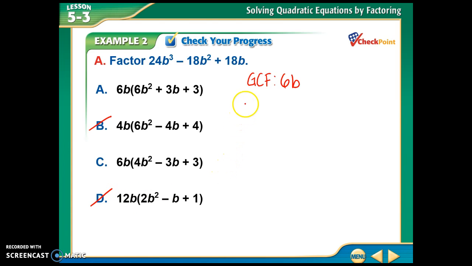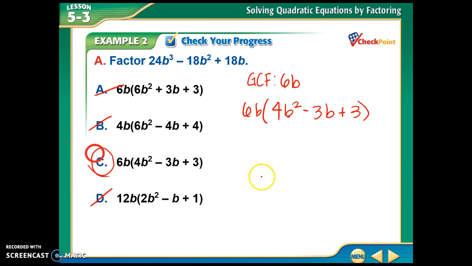Once I take out my 6b, 24b cubed divided by 6b is 4b squared, which alone tells me that A is out, so my answer must be C. But negative 18b squared divided by 6b is negative 3b, and 18b divided by 6b is just a positive 3. Again, you can always check your work by multiplying this back out, and we'll get right back to where we started. And there's C.